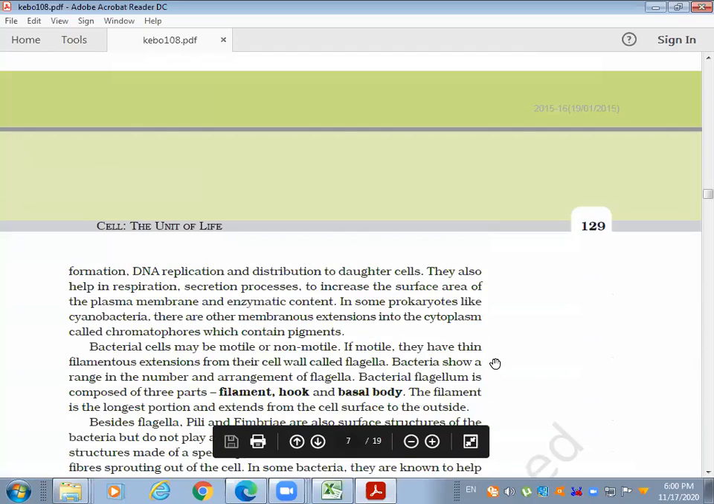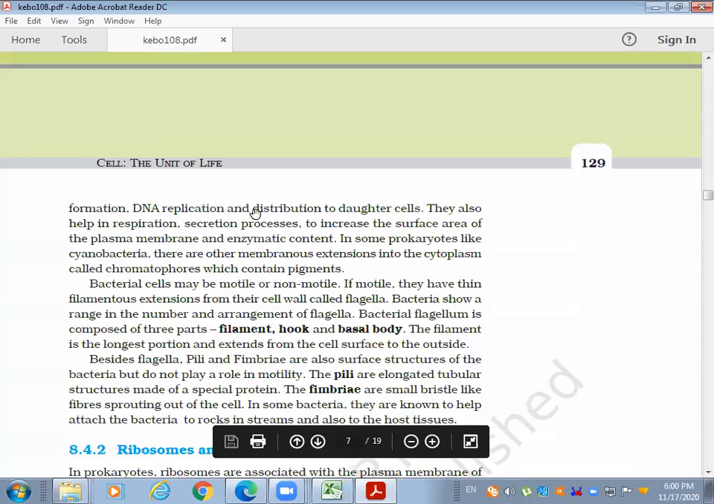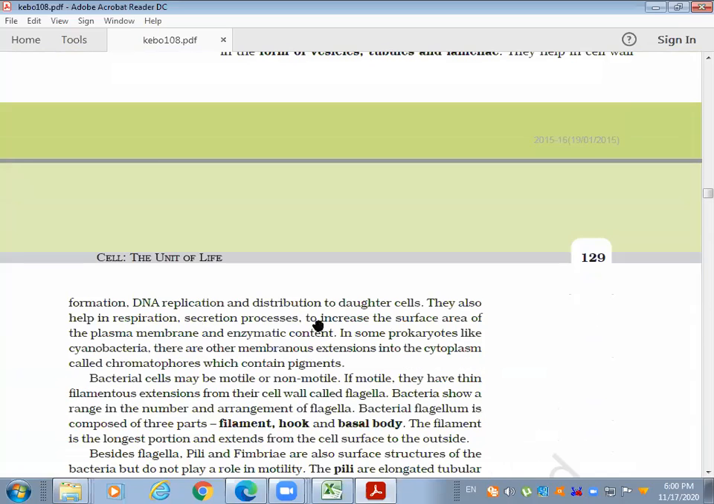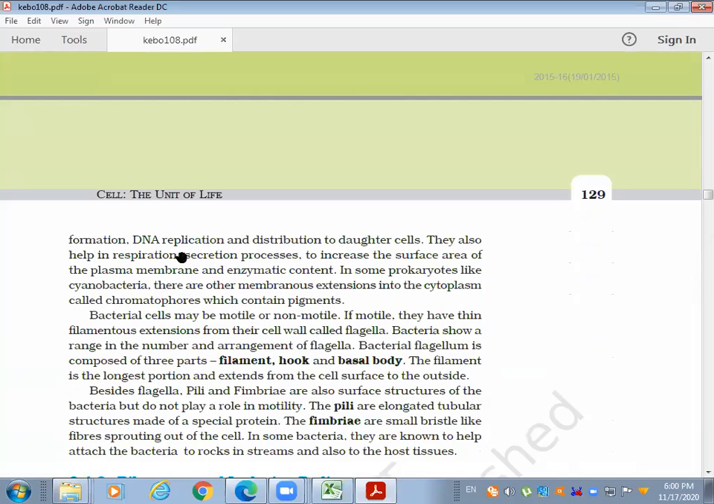They help in cell wall formation, DNA replication, and distribution to the daughter cells. They also help in respiration and secretion processes, and to increase the surface area of the plasma membrane and enzymatic content. In some prokaryotes, like cyanobacteria, there are other membranous extensions into the cytoplasm called chromatophores, which contain pigments.